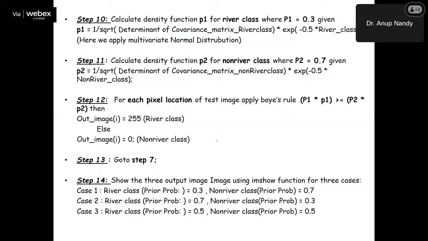Now in step 10, what you have to do is calculate the density function. Here, what is the density function? That is the density function P1 for the river class.